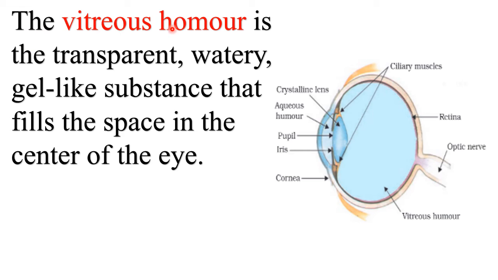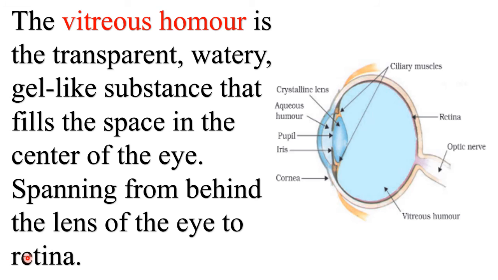The vitreous humor, this is the vitreous humor, is a transparent watery gel-like substance that fills the space in the center of the eye, spanning from behind the lens of the eye to the retina.